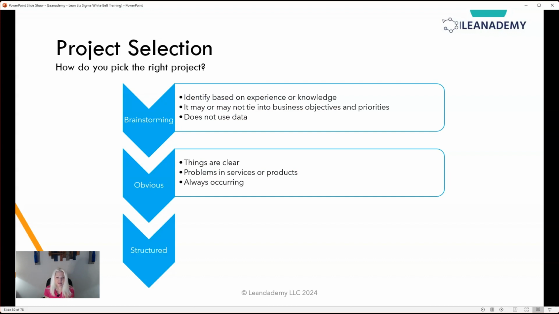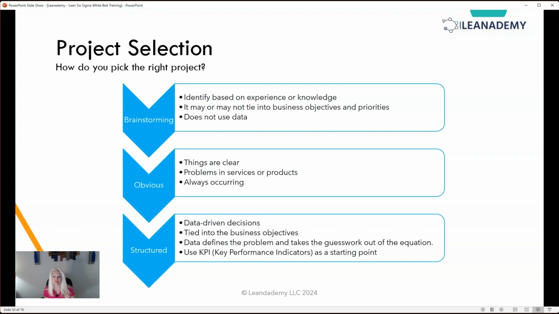And then, of course, I like to take the more structured approach, right? So we use data-driven decisions. We start to use Pareto charts to help us in the project selection. But what we're looking at is we're tying it back to the business objectives. Well, it's good to start with brainstorming and then to obvious and then to structure. But when we get down to structure, we're using the data to help us see the obvious and understand the brainstorming, because your gut feelings start to tell you things. But the data helps us pinpoint where we need to go to start to do projects. It's also tied back into those business objectives and it helps us define the problem and takes the guesswork out of the equation, right?